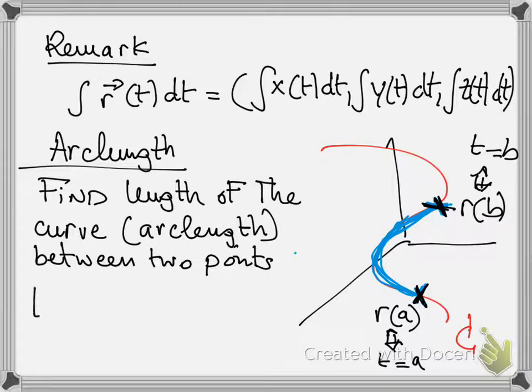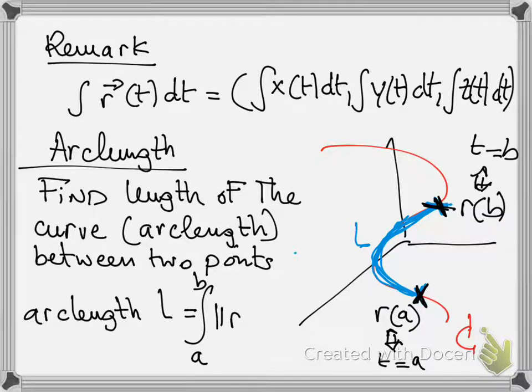So I want to measure the length of the curve between these 2 points, and actually we do have a formula for that. So the arc length L would be the integral from A to B of the length of r prime of t dt. You can check the lecture notes, guys, for the proof of this formula.